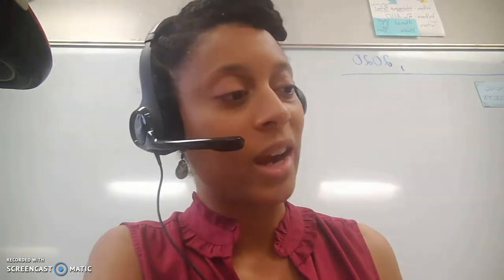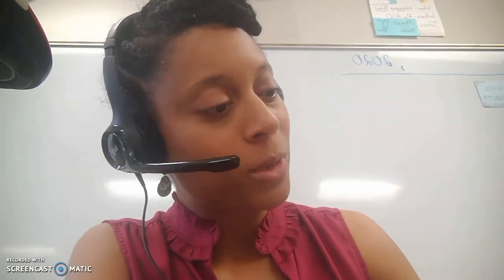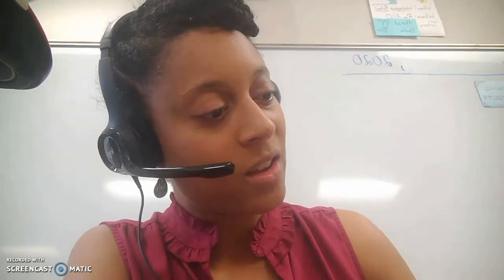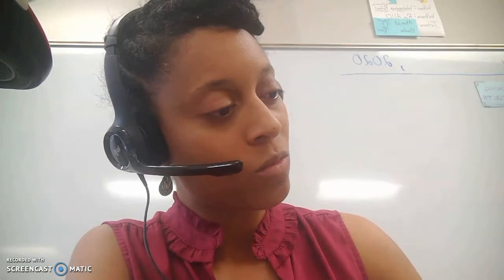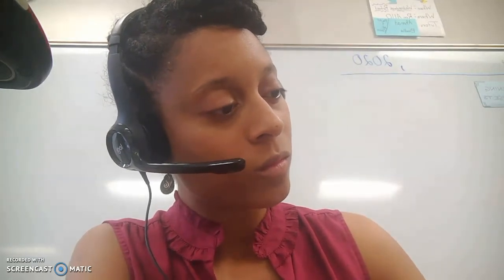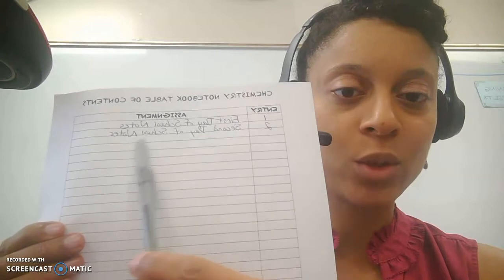Okay, and for those of you that are wondering what I'm doing, I'm literally just writing on the table of contents right now. Entry 2 would be the second day of school notes. Let me hold that up so you can see it. And there you go. Day 1, first day of school notes. Day 2, second day of school notes.